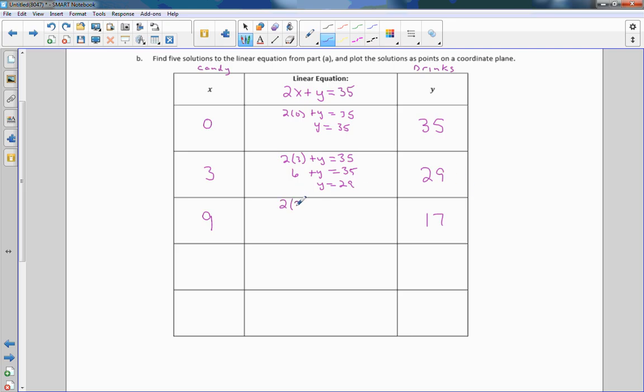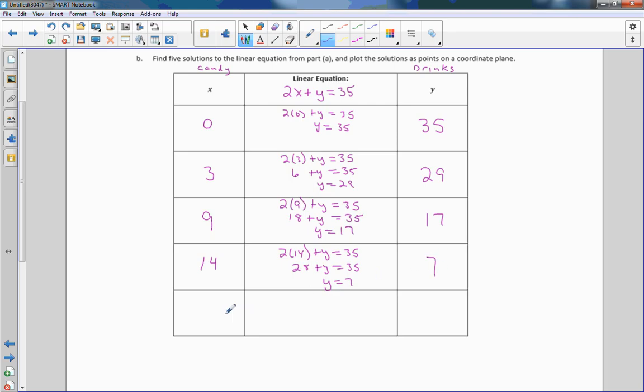So $2 times 9 candies plus some drinks equals $35. $18 for the candy leaves me with Y drinks. So Y equals 35 minus 18, and it is 17. So if I choose, I don't know, 14, let's just change it this time, and I will have to do the work. 2 times 14 plus Y equals 35. And 28 plus Y equals 35. Y will then equal 35 minus 28, which is 7.